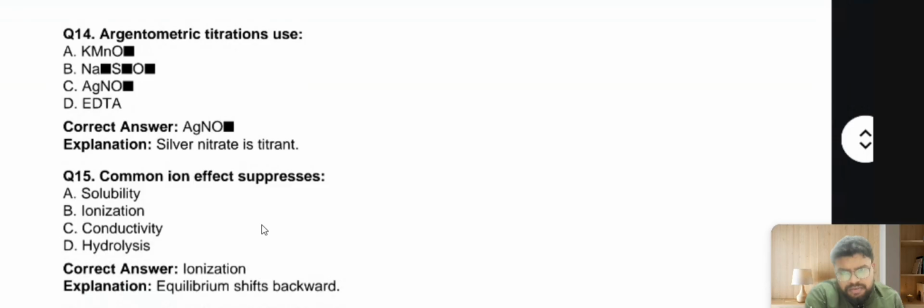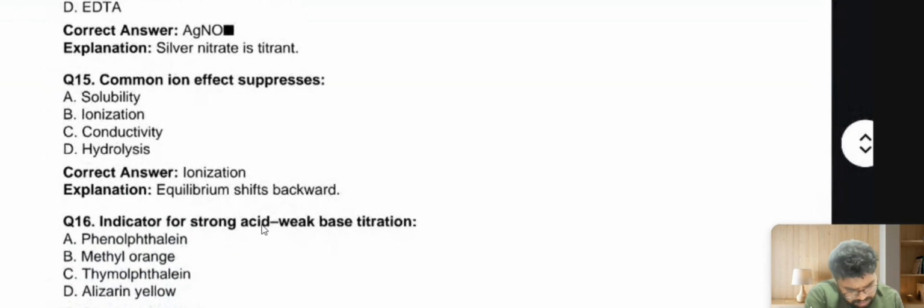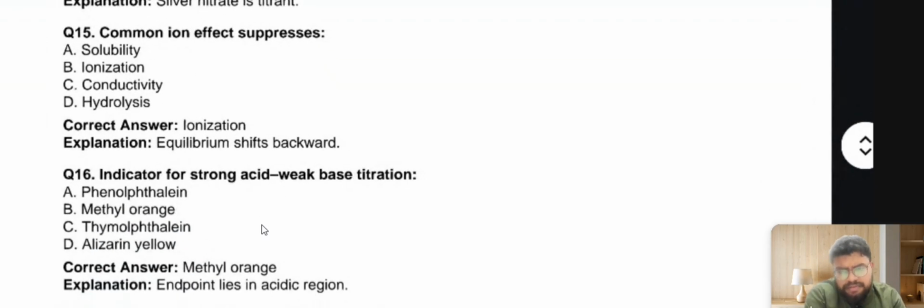So let's see question number 16. Which type of indicator for strong acid and weak base titration? Option A phenolphthalein, methyl orange, thymol, naphthalene, alizarin yellow. So what is the correct answer? We discussed it in question number 2. The correct answer is methyl orange. Methyl orange is mainly used for the acidic region.